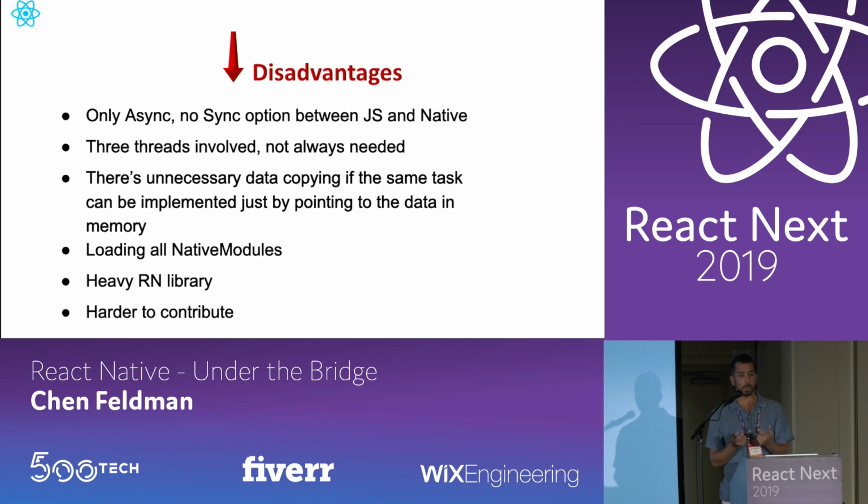If I want to upload an image and then do something with this image, I need to upload all this image data and copy it between the bridge in JSON messages. If I could have a shared memory, it will be a lot faster because I had a reference to it. In addition, I need to load all the native modules when I launch the app. If I have 100 native modules and I need only 2, I will need to load all of them because the UI manager will need to map them before.